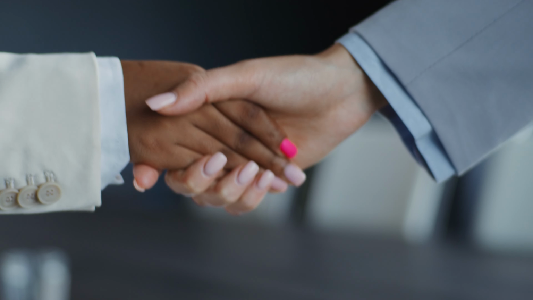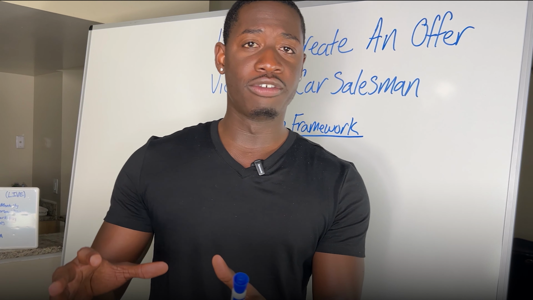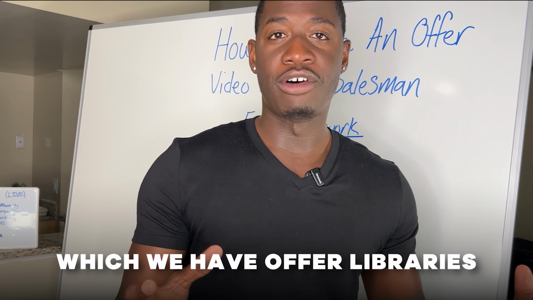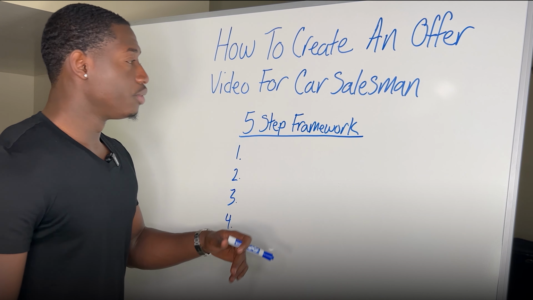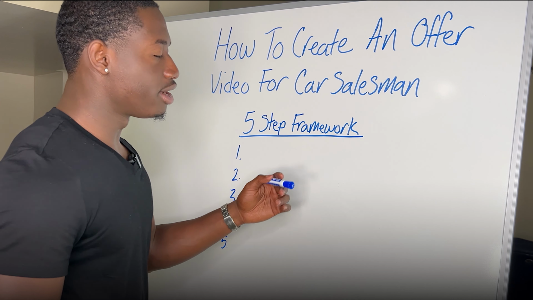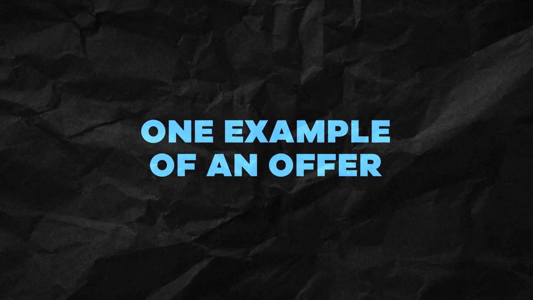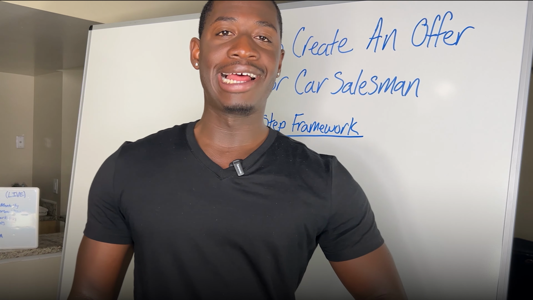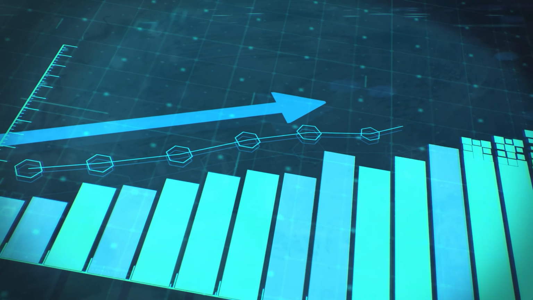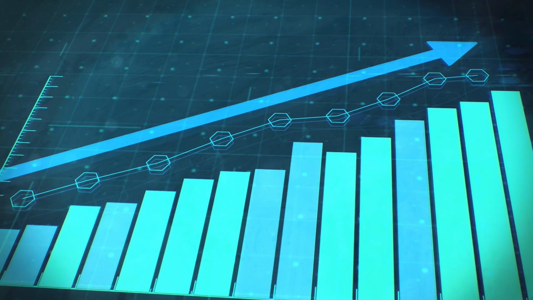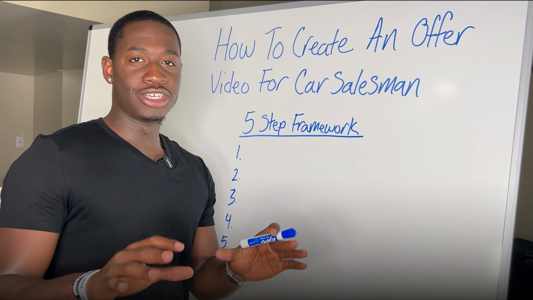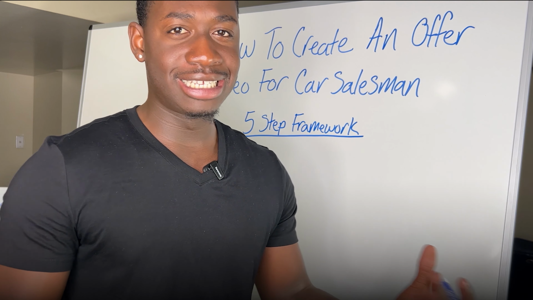So I want to go over how to create an offer and different types of offers. There are tons of offers you can run, and we have offer libraries for all our students that we help, with a bunch of different offers. In this video, I'm going to give you just one example, a 5-step framework that I like to follow that's giving me great results and tons of great results for our students right now. If you have a different process or framework you like to follow, that's all good. I'm just giving you what's worked for me. They say, if it ain't broke, don't fix it. So let's get into it.